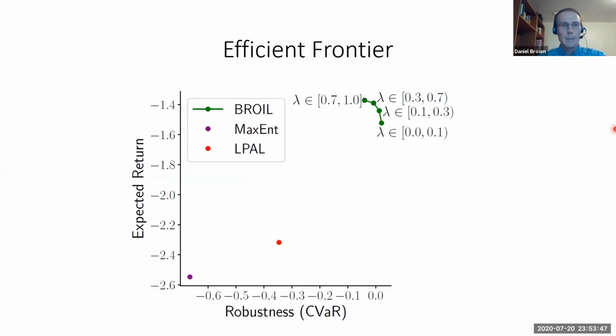And you can see here, if we plot the efficient frontier, maximum entropy and LPAL are not really reasoning about this posterior. And so in terms of the expected return and robustness trade-off, they're much worse than this family of solutions that we're able to get.